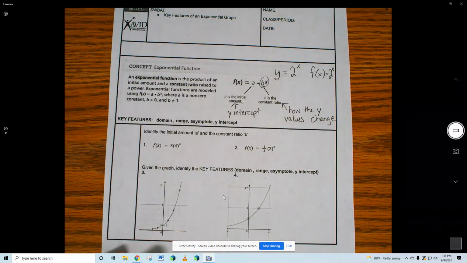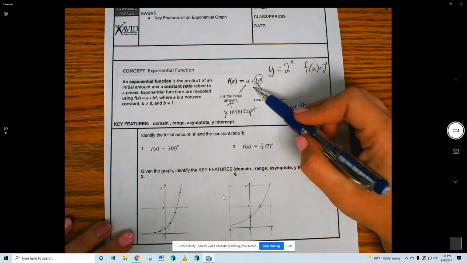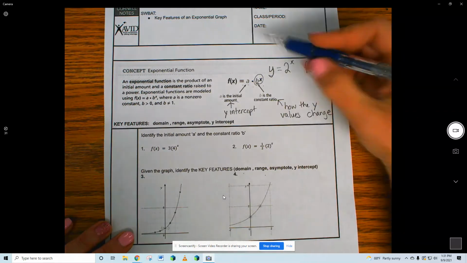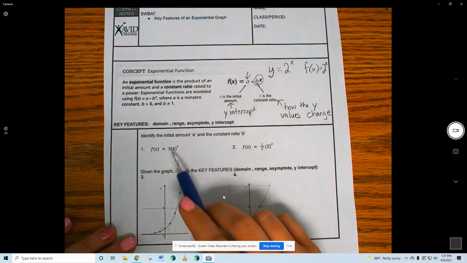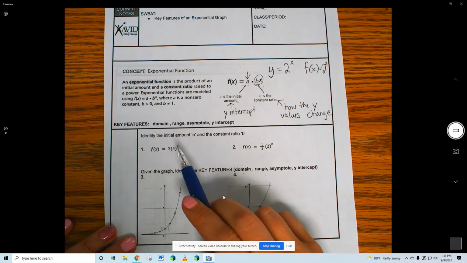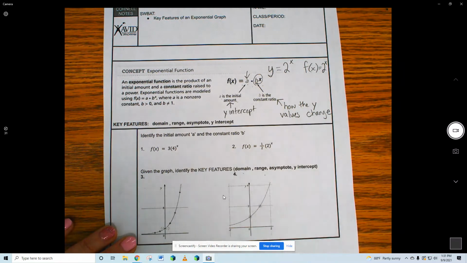So now, based on that, after the equal sign, there'll either be one number or two numbers. The first number that's not attached to the exponent would be the initial amount, the y-intercept. The number attached to the exponent is called the ratio.